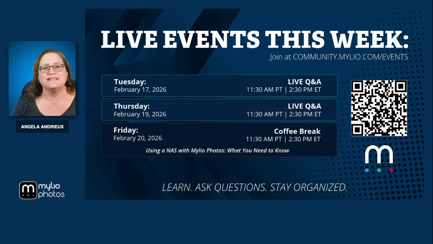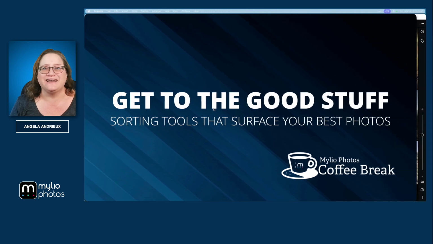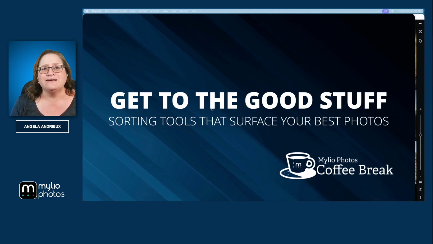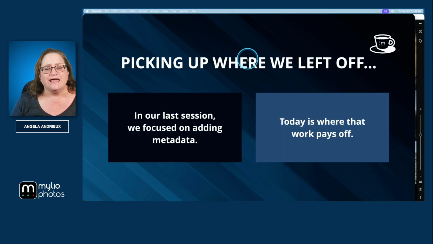So let's go ahead with that and jump into today's session, which is all about getting to the good stuff. Mylio has some really cool sorting tools that help you bring your best photos to the surface so you can find what you want and not have to be bothered with endless scrolling. So that's really what we're going to talk a lot about today, is taking up where we left off last week. So if you missed last week's session, please go back and watch that.